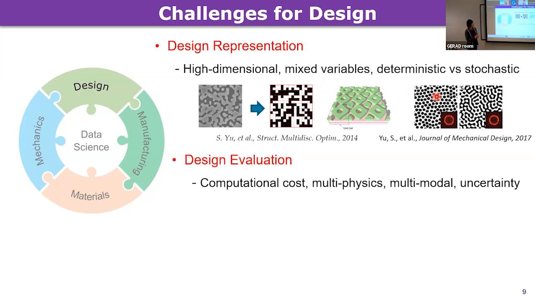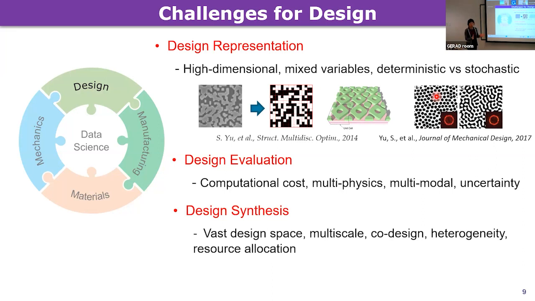The second one deals with design evaluation, which is all the analysis we do that is physics-based. So there's a huge computational cost, and they're multi-physics, multi-model, coming from different sources, and we also want to know the impact of uncertainty. And the last one we call design synthesis, and you can think about this as just like design optimization, right? Optimization is a synthesis process. You set up an objective, you search this space. So the big challenge is the vast design space.